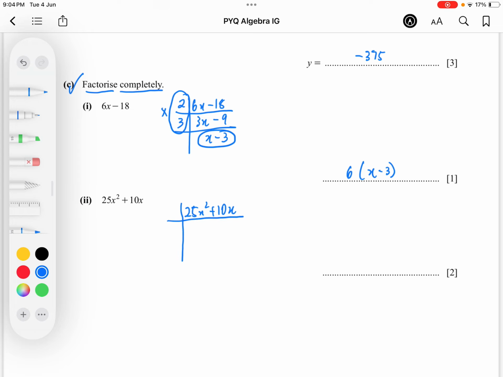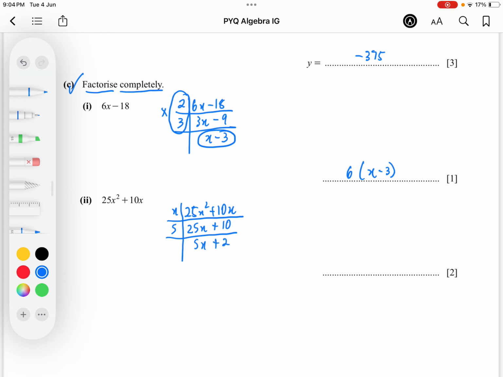Again, either you can take out x first or 5 first, it doesn't matter. Let me just take out x first. So 25x plus 10x becomes just 10, because you have taken out the x already. Then you proceed, you can divide it by 5. That gives you 5x plus 2.